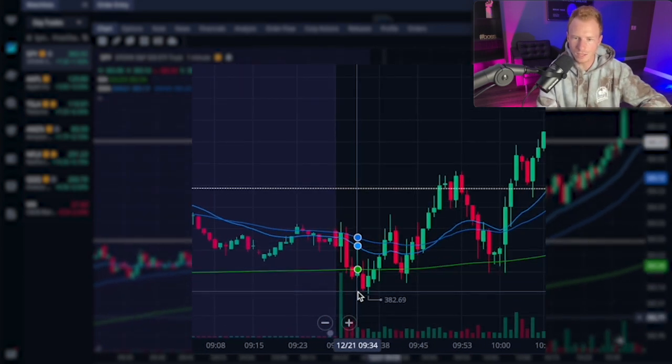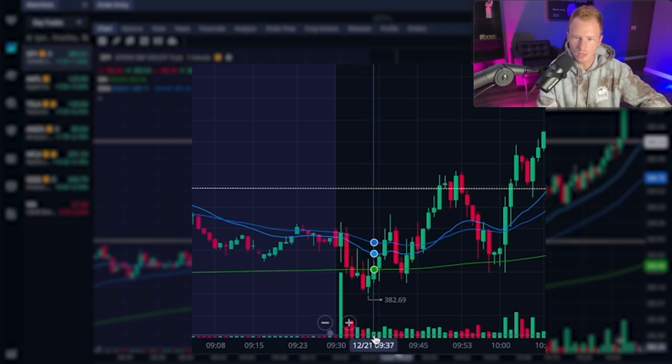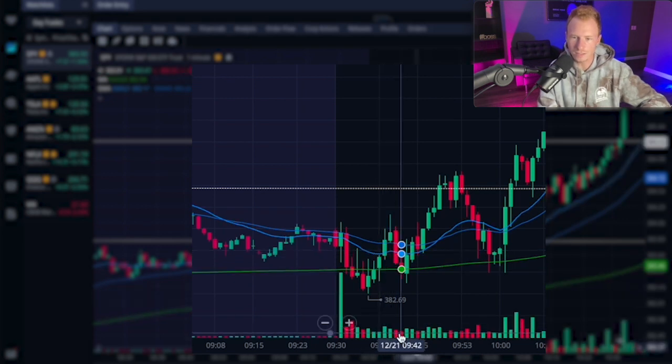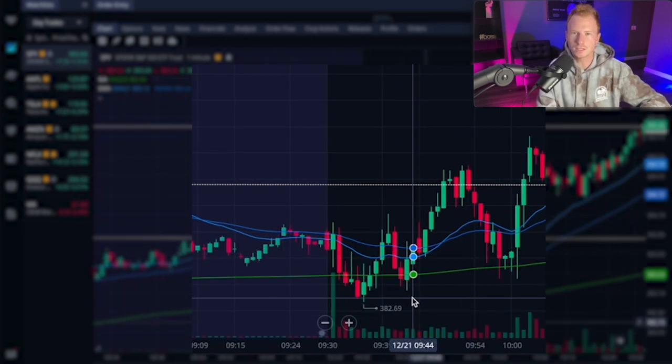The other thing I paid attention to is this volume, right? We had a nice increase in volume, and as soon as we had these red candles, as you can see, this first red candle, the second red candle, see how the volume was kind of declining? We had more green volume than red volume. So that basically tells me that the selling pressure was lower than the buying pressure.